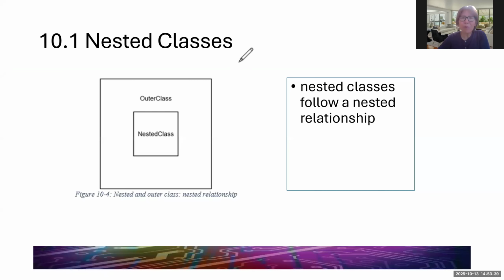In this chapter, we are going to discuss a new relationship. It is about a nested class, and a nested class has a corresponding outer class. So the relationship is a nested relationship. What does it look like, and how do we create it?